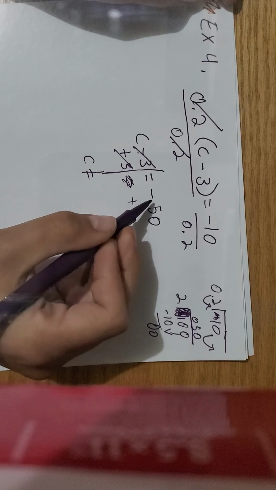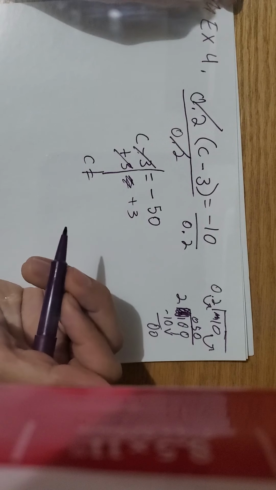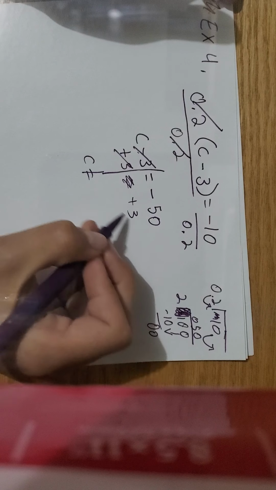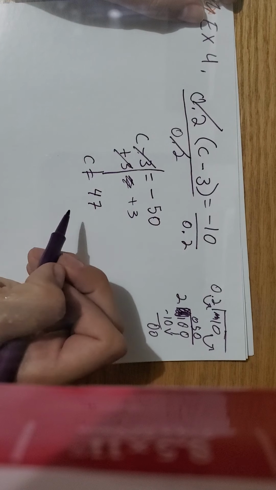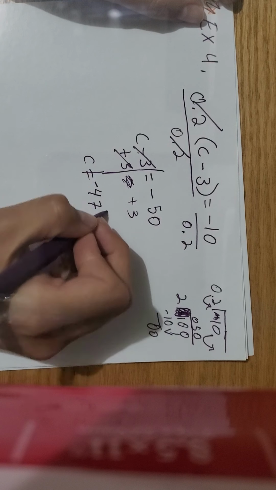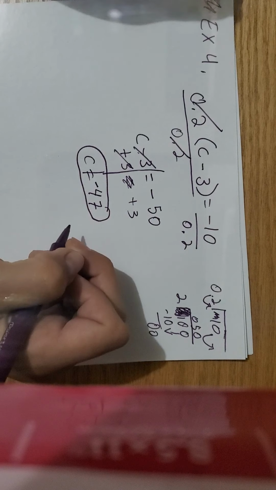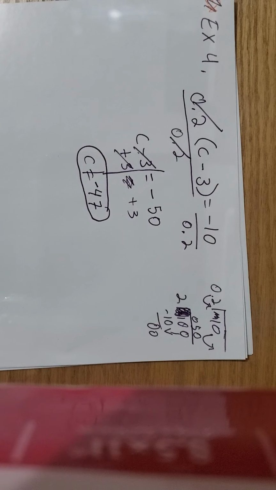So again, they're opposite signs, so you subtract. So 50 minus 3 is actually 47. And then you keep the sign of the bigger number. So negative 50 will be the bigger number. Okay. Again, you can do this method, or you can do the other method that I showed you at the beginning with example 1 and 2.